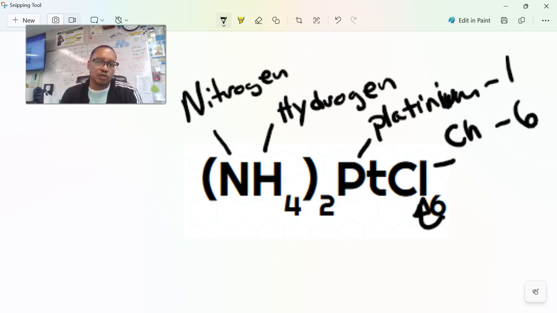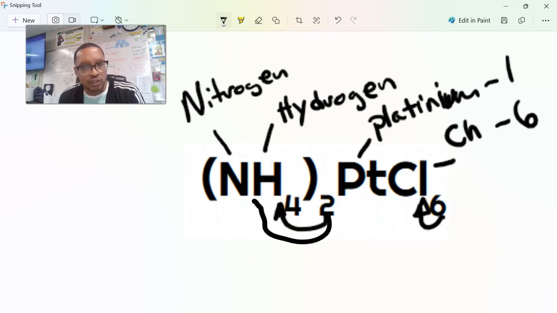But then we have this 2 subscript, and it's outside of these parentheses. That's letting you know that we have two of these molecules right here. So there's two of these molecules. When you see this subscript, it works like a distribution. It belongs to this one here, and then it also belongs there.